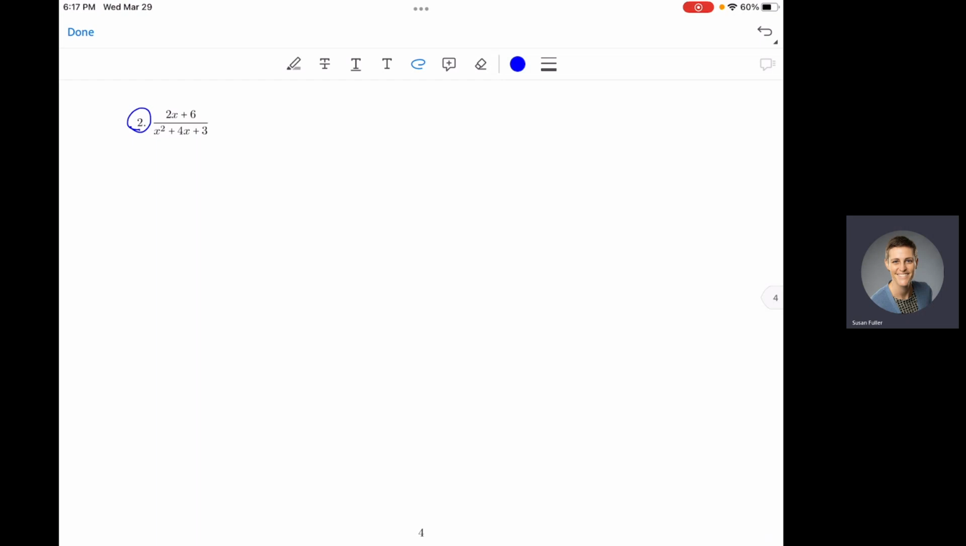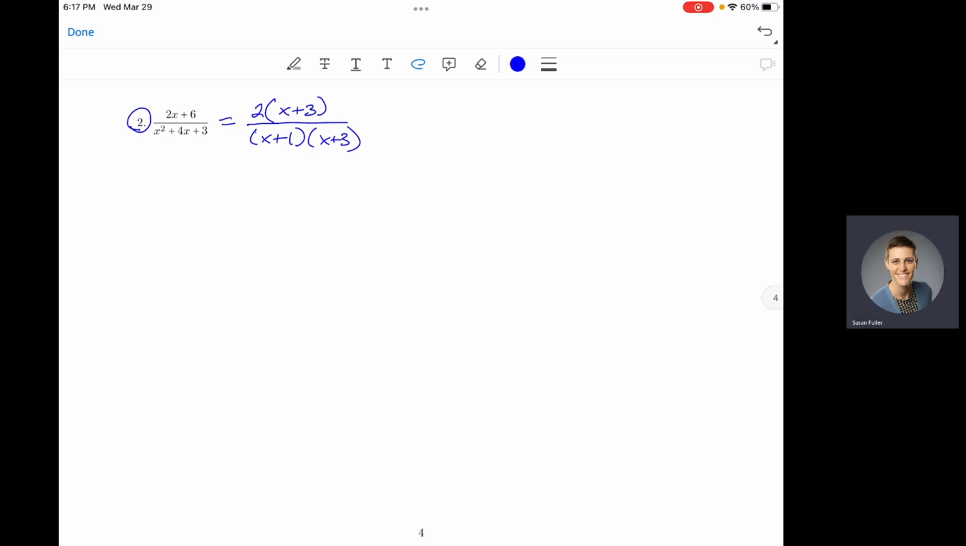In order to start this, we are going to find our holes and our vertical asymptotes first. So we're going to factor the numerator and factor the bottom. On top, I can take out a 2, and we'll get x plus 3 up here. And I need to factor the bottom. That factors into x plus 1 times x plus 3.